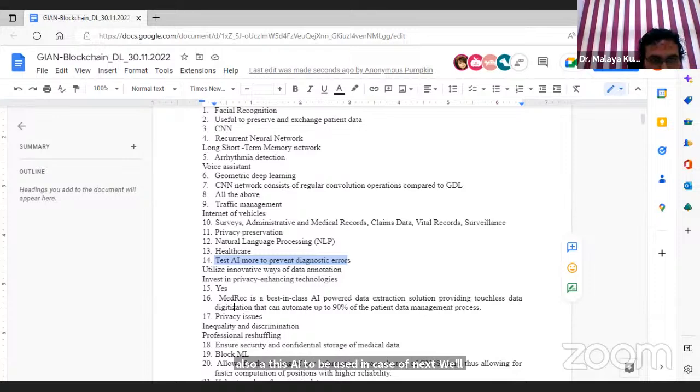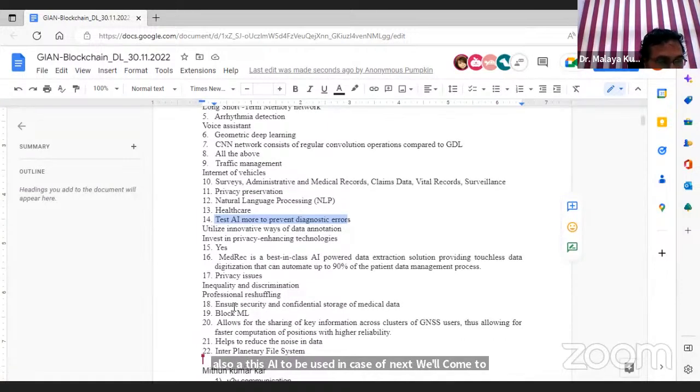Next, we come to question number 15. Does an adversarial attack affect DL performance? Generally, an adversarial attack affects DL performance. Its answer is true. It's correct. But if your DL model is robust enough, then the adversarial attack may not affect the performance. This should not affect the performance.